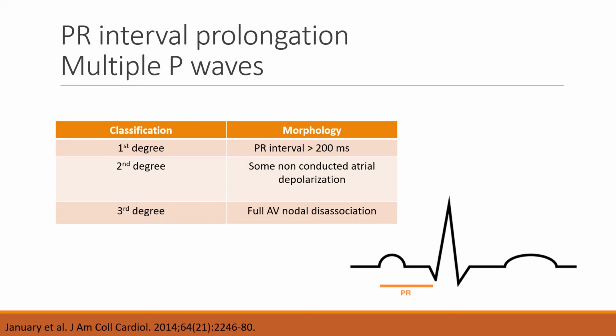A second-degree heart block is when you have some non-conducted atrial depolarizations, and a third-degree heart block is when you have full AV nodal dissociation, meaning no atrial depolarization is getting through and the ventricles are spontaneously depolarizing completely on their own. We'll walk through an example of each one.